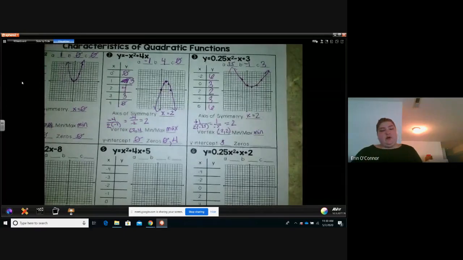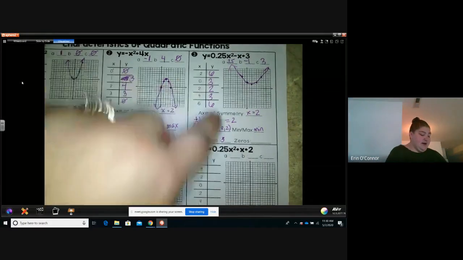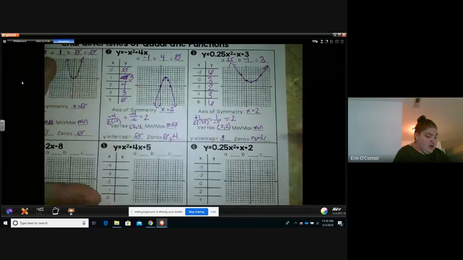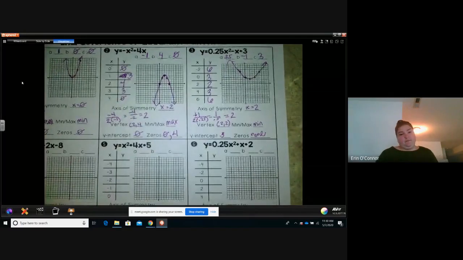Now, what are the zeros? Where does this cross the x-axis? Well, this never crosses the x-axis. And you never get a 0 for y. So there are no zeros. We just write none. Okay, we're going to do 2 more.